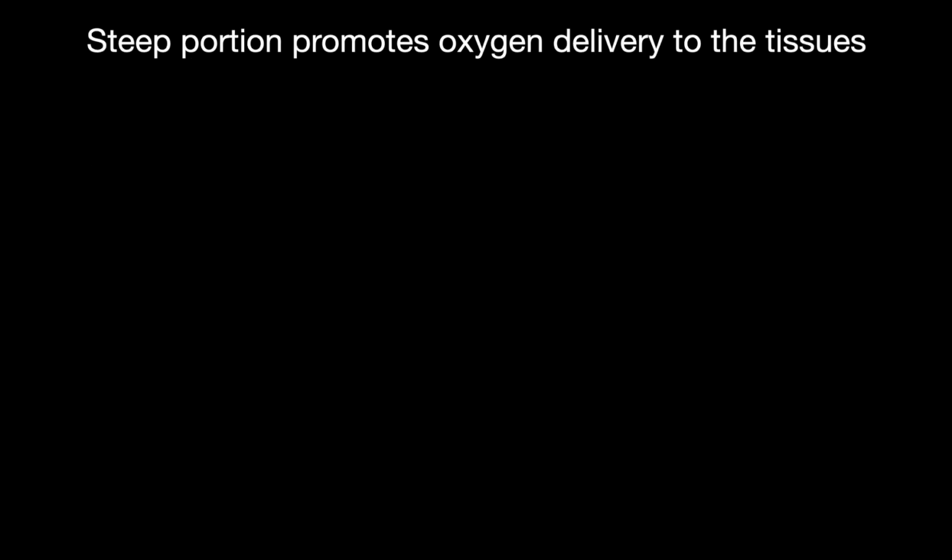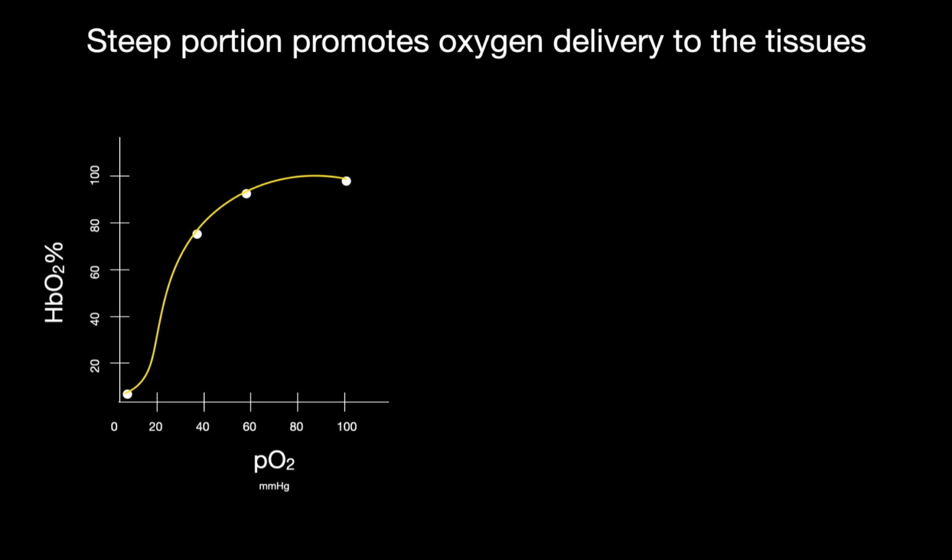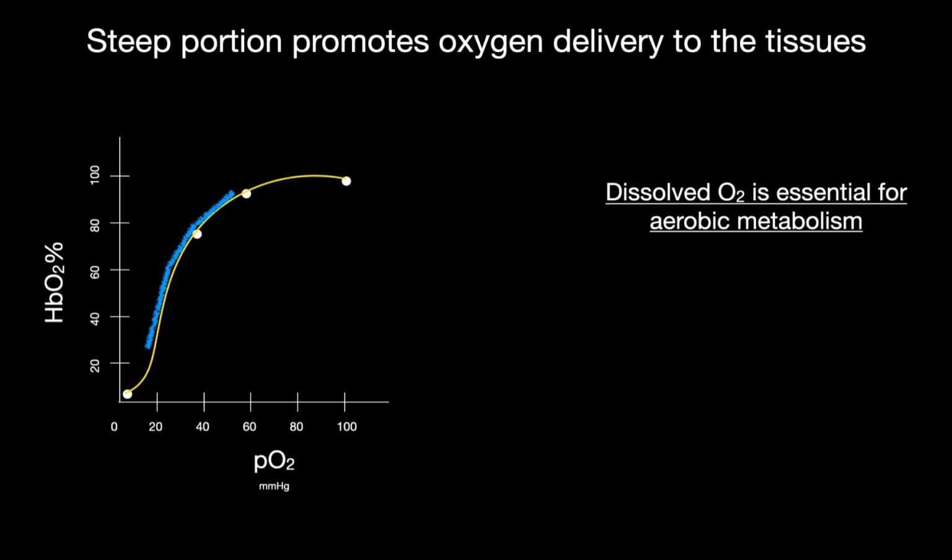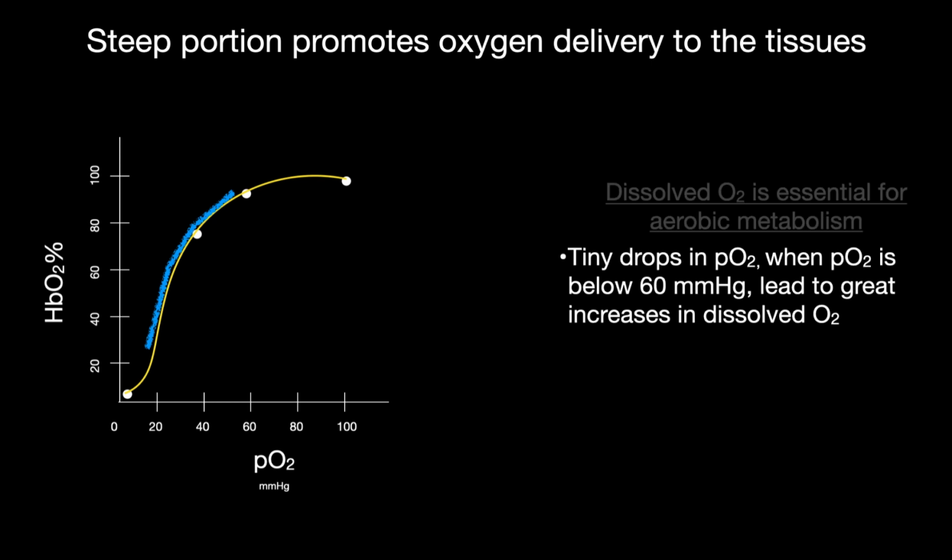Now let's talk about the steep portion. Well, in the steep portion, which is right there, it allows for oxygen delivery to the tissues. Because remember, hemoglobin and oxygen bound together does not allow for consumption of oxygen at all. The only way that oxygen can be consumed is if it's dissolved in plasma. So, dissolved O2 is essential for aerobic metabolism. And tiny drops in the PO2 when PO2 is below 60 leads to a great increase in dissolved oxygen, meaning more oxygen to be consumed.